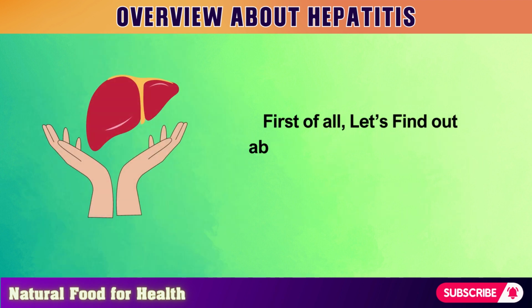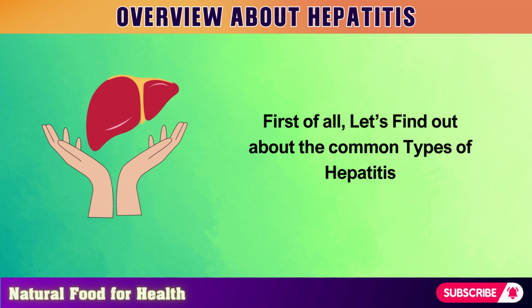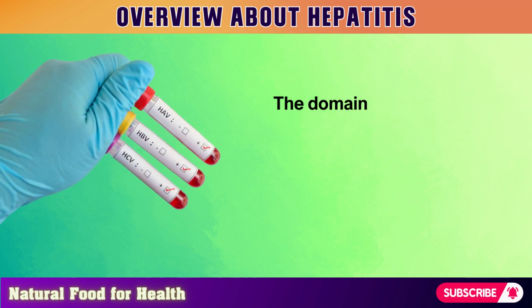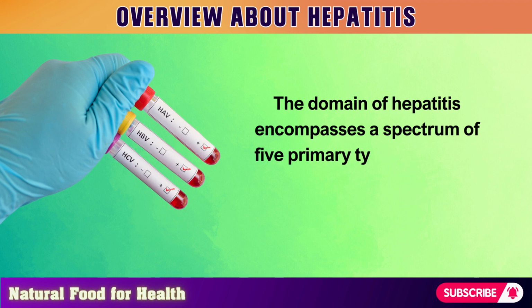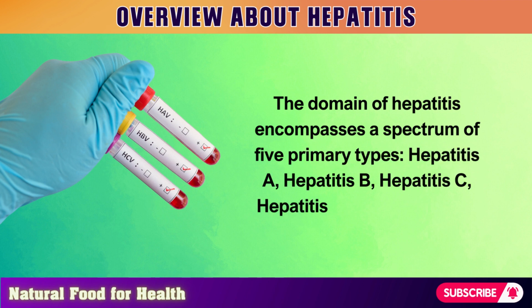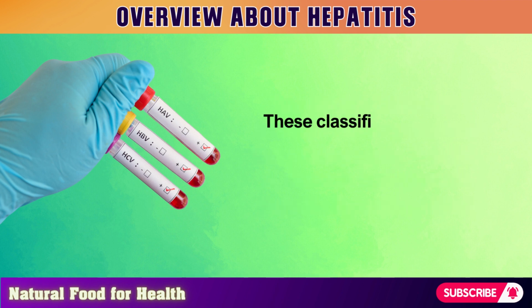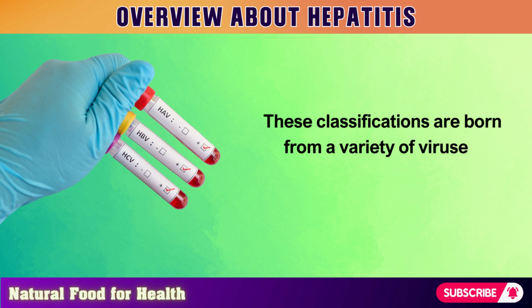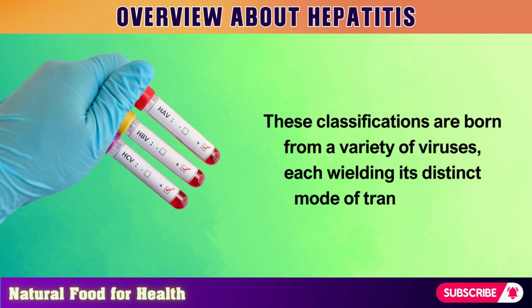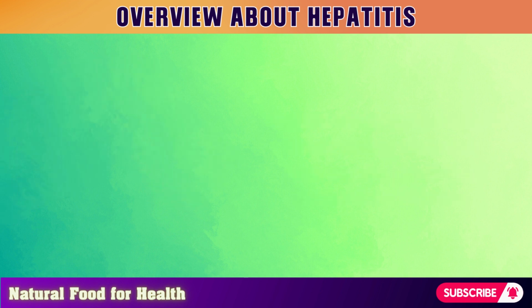First of all, let's find out about the common types of hepatitis. The domain of hepatitis encompasses a spectrum of 5 primary types: Hepatitis A, Hepatitis B, Hepatitis C, Hepatitis D, and Hepatitis E. These classifications are born from a variety of viruses, each wielding its distinct mode of transmission.